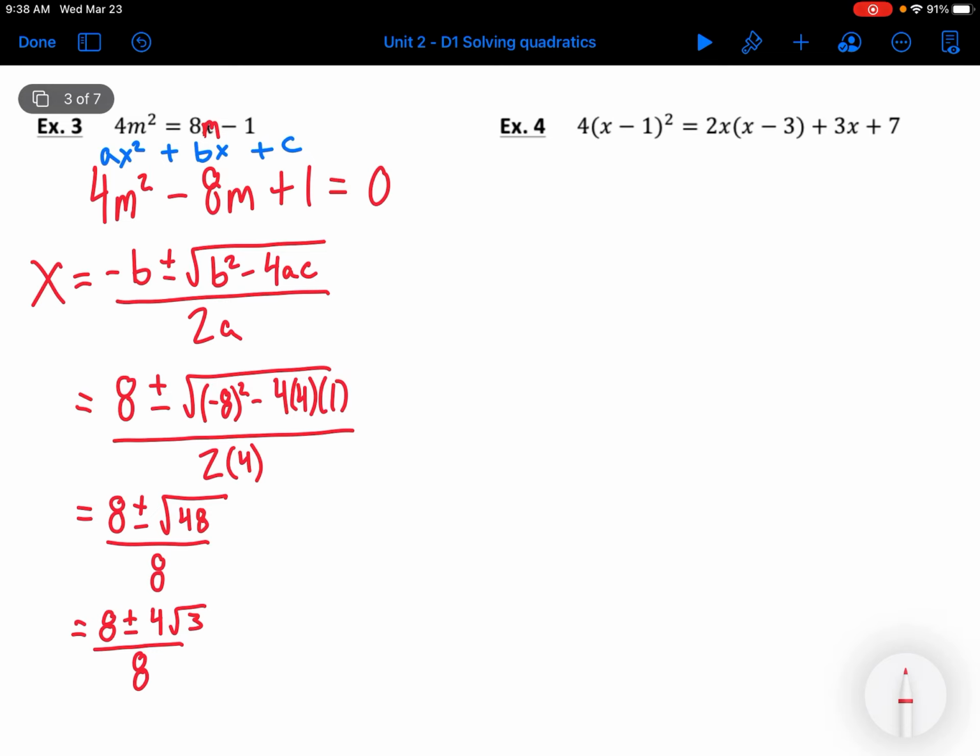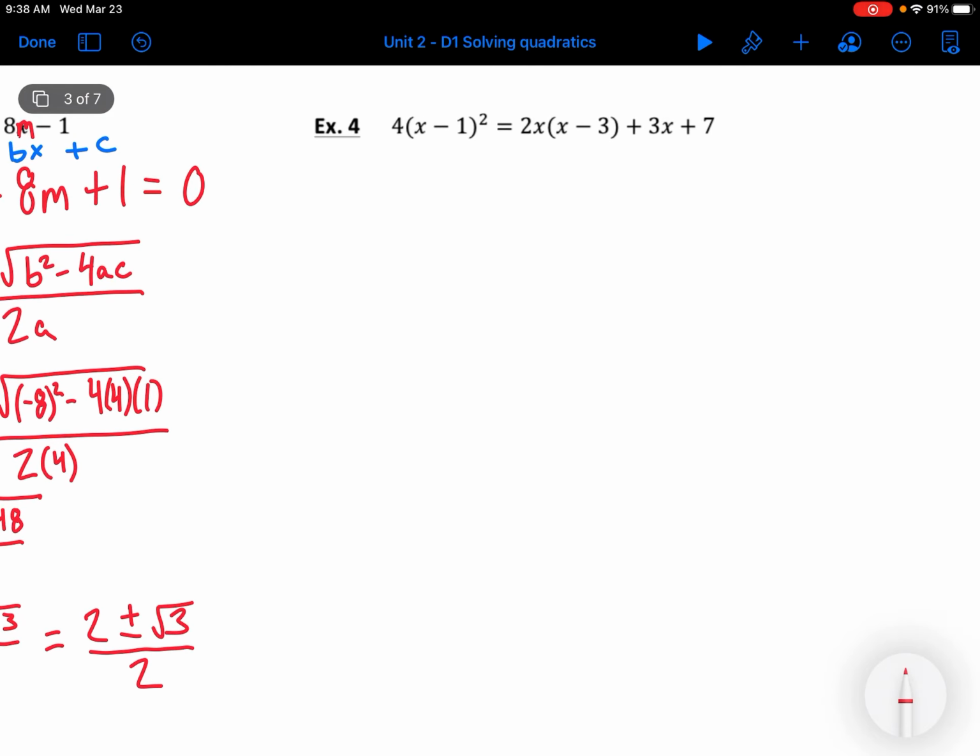Some of your calculators will actually take it a step further for you. So if you got to this step, that's fine. You could reduce this down to, we could get it to be 1 plus or minus a half root 3. Or you could divide everything by 4 and you would get 2 plus or minus root 3 all divided by 2. And that would be fine as well. Okay, let's look at the next one.